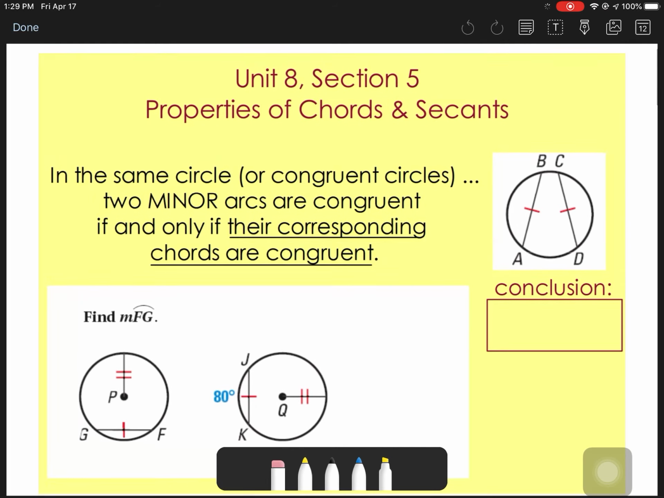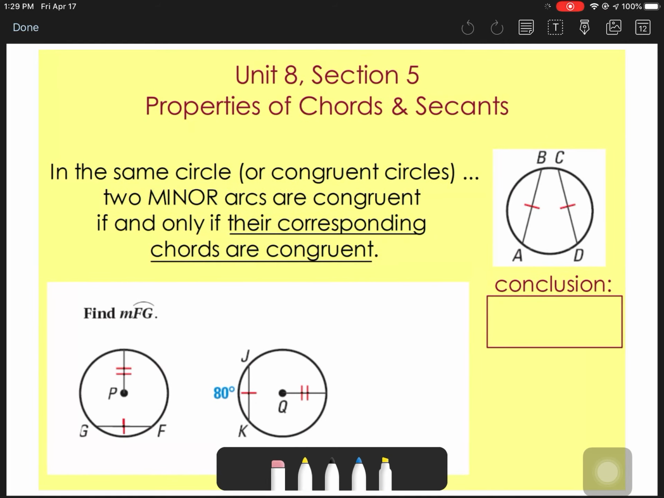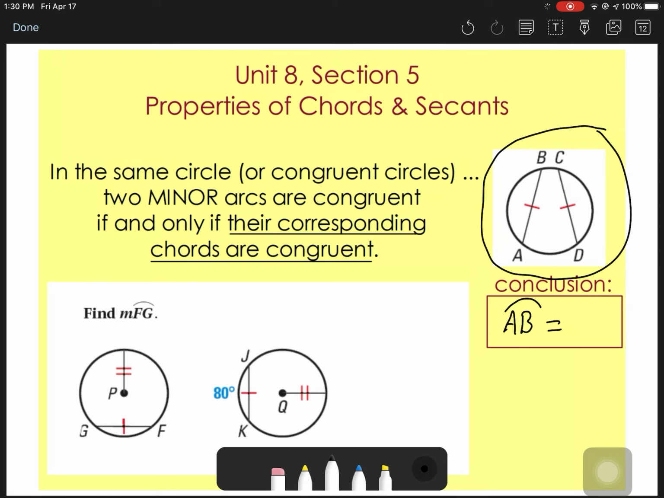Okay, so the first thing we're talking about is in the same circle or congruent circles, two minor arcs are congruent if and only if their corresponding chords are congruent. So if you look at this example right over here on the right, BA is congruent to CD, therefore we can conclude that arc AB is congruent to arc CD, since we know that their corresponding chords are congruent.